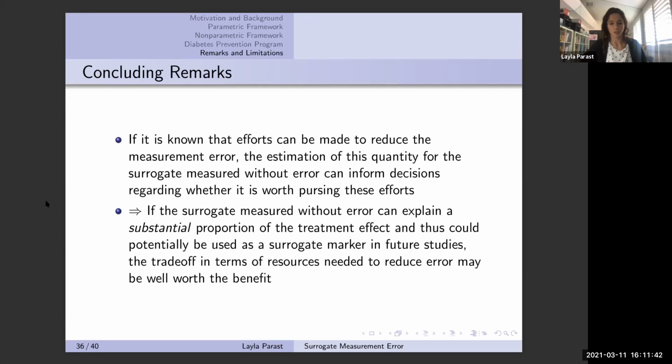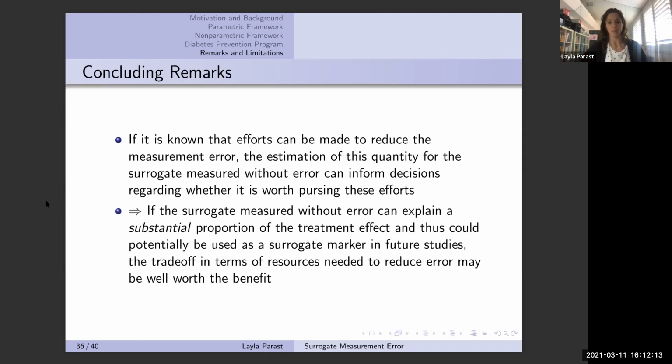I would argue that if efforts can be made to reduce the measurement error, then I do think it's useful to know what the proportion explained would be of this perfectly measured surrogate. Because if you can show that the perfectly measured surrogate can explain a lot of the treatment effect and then potentially could be used in a future study, that would incentivize efforts to reduce the measurement error.